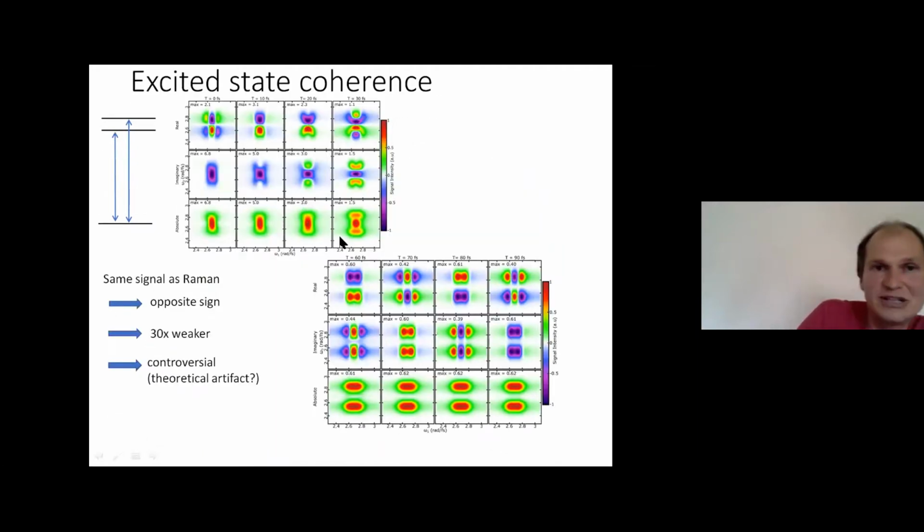And now the last result I want to show is the excited state coherence. So what happens if we have 2 closely spaced levels in the excited state? I was surprised because the simulation gives me a result identical to the Raman spectrum. It just has opposite sign, so it's multiplied by -1, and it's weaker. It's 30 times weaker for the parameters I used. So it's not as strong, but it is kind of controversial for me.